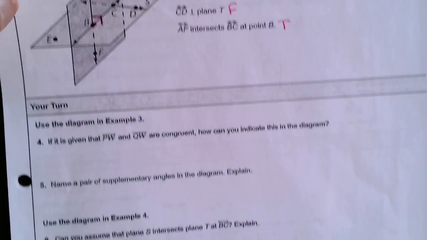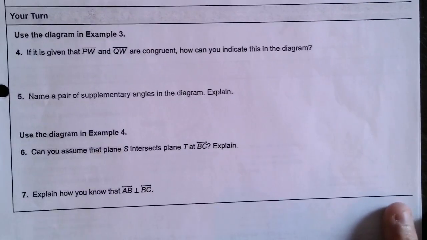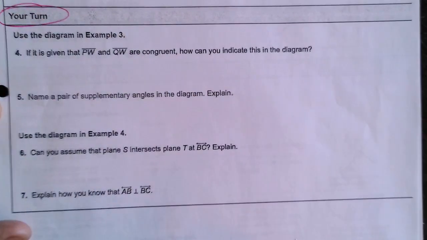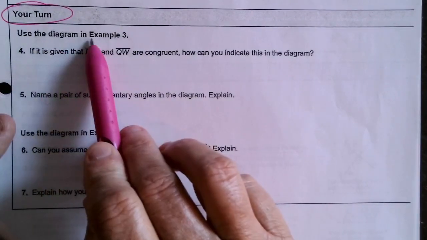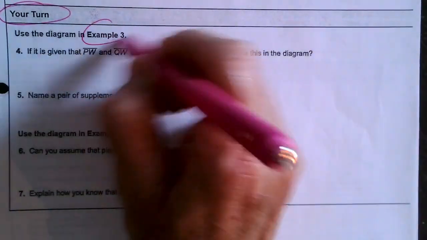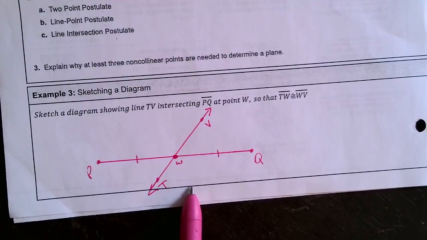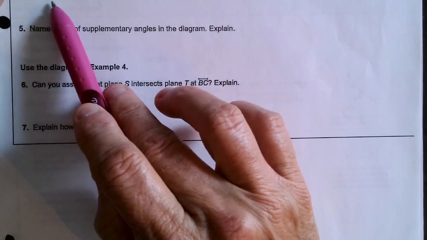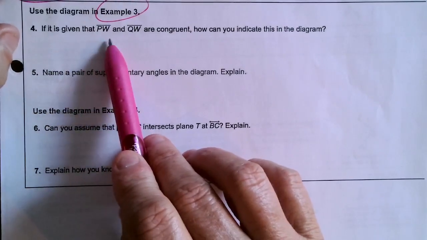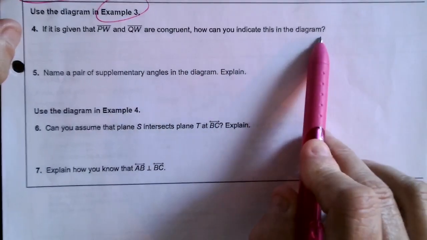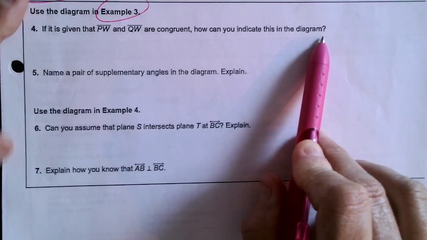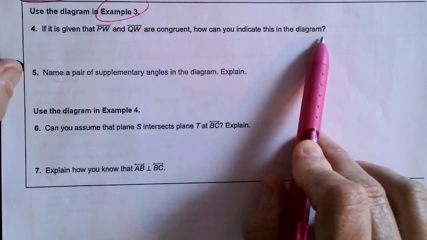For you now, I would like for you to complete this part on your own. We'll take a look at it in class. Use the diagram in example 3. So now here, you're going to use the diagram on the previous page, the diagram that we sketched. If it is given that PW and QW are congruent, how can you indicate this in the diagram? So we already did that, so take a look over there and see how we do that.